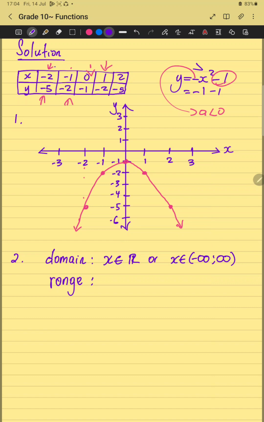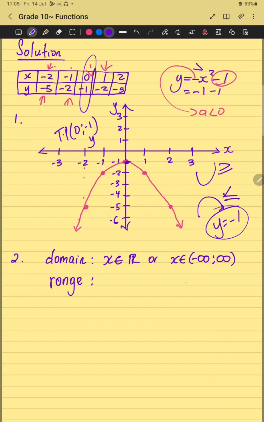But now when we look at the range, I said, guys, you look at the y value of the turning point. Remember it turns here. So the y value there at the turning point is (0, -1). So the y value is -1. And you also look whether the graph is concave down or up. If it is down, it's going to be less or equal to; if it is up, greater or equal to the y value of the turning point, which is -1. So since it is concave down, y is less or equal to -1. Therefore y is an element of real numbers, y less or equal to -1.